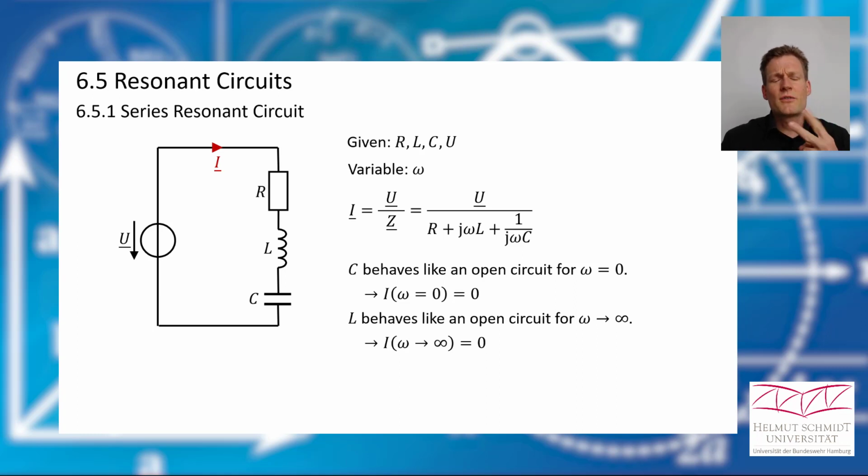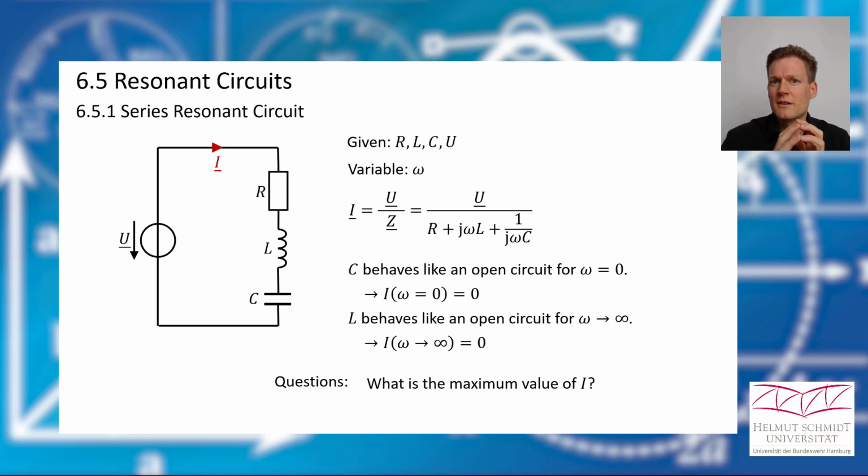Okay, and now I have two questions. The first one, when we have no current for DC and no current for very high frequencies, what will the maximum value of the current be? In the middle somewhere. And the next question is, which will be the angular frequency where the current has its maximum value? Okay, let's have a look.